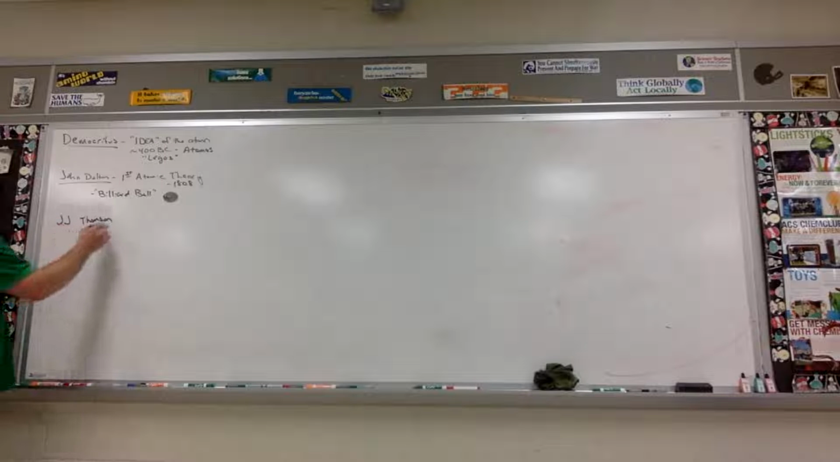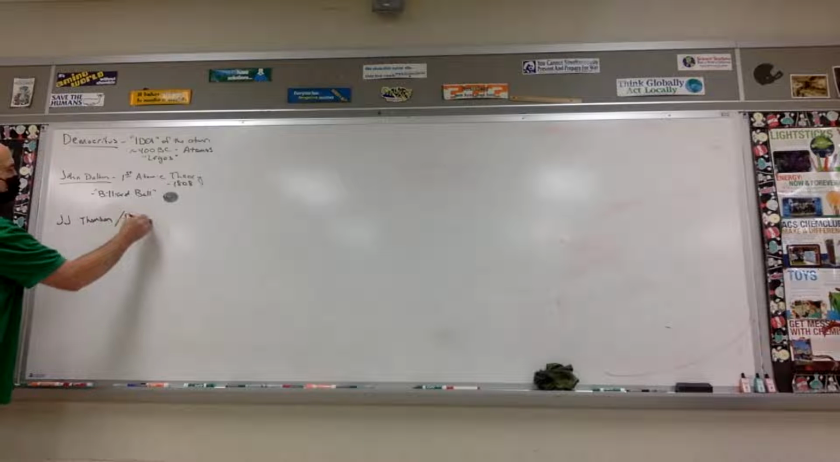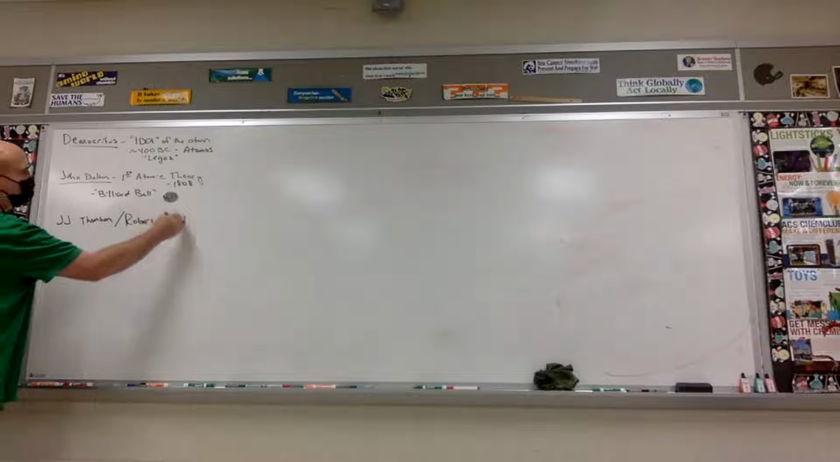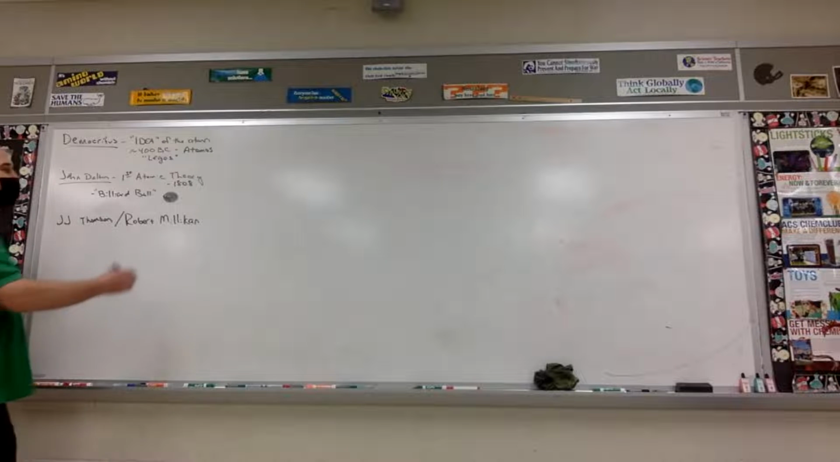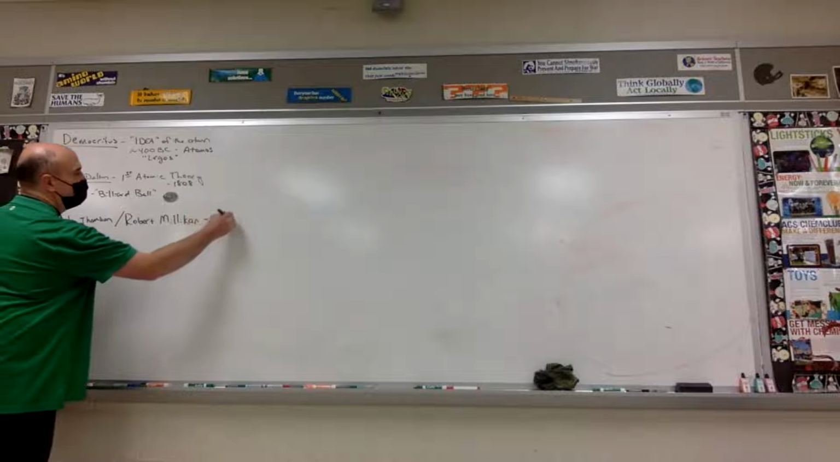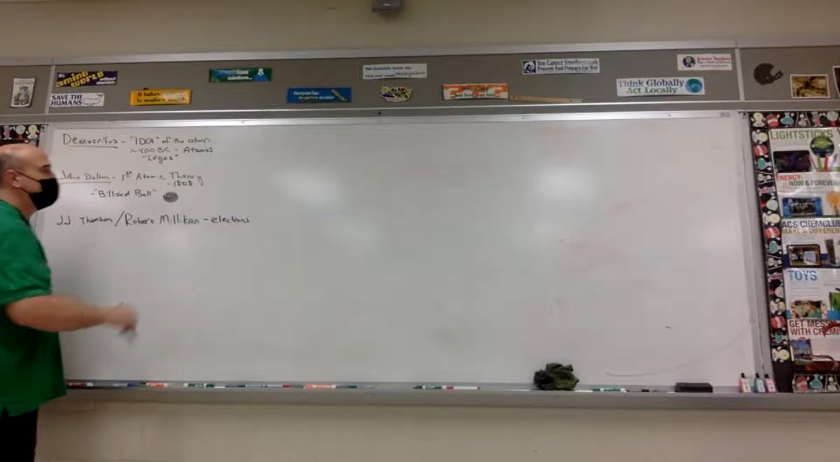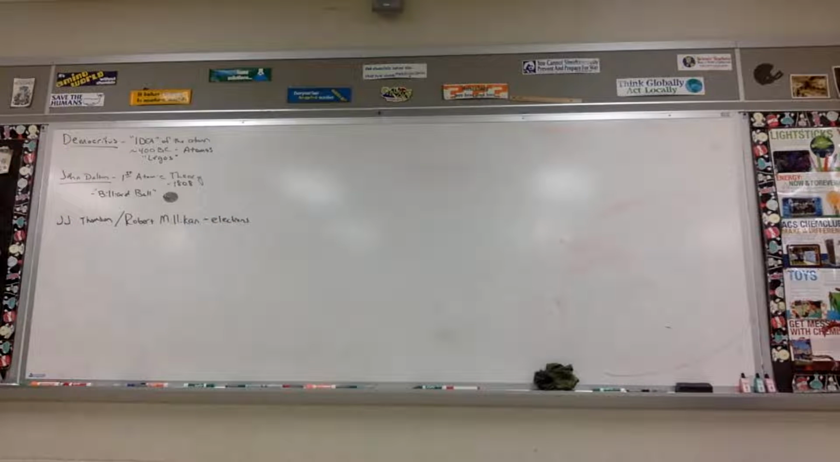And who else worked or gave further information? Robert Millikan. All right. So what did they give us information about? Electrons. And then he found, what did he find out? He found the charge to mass ratio.